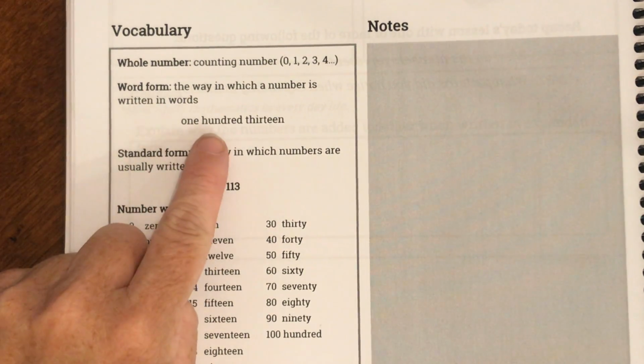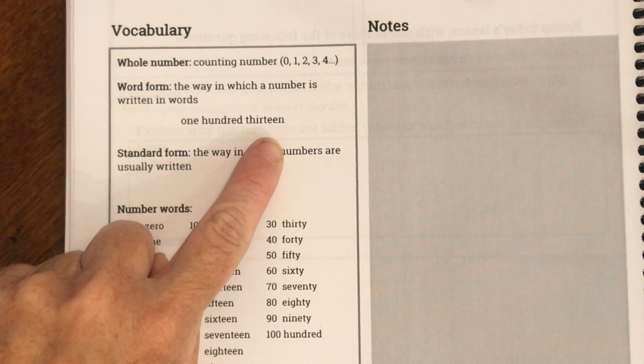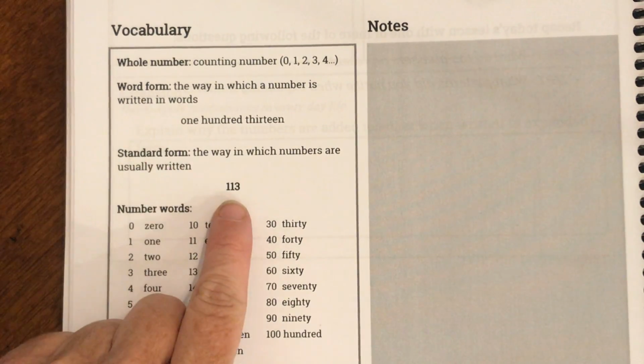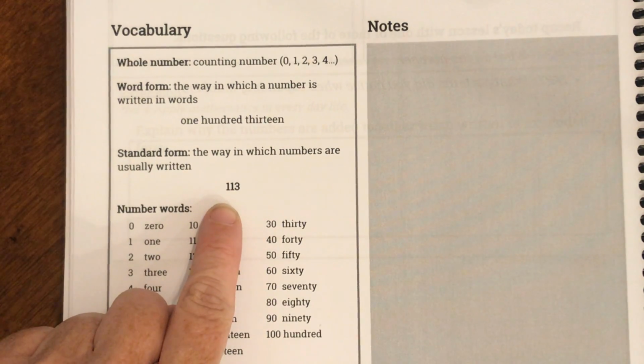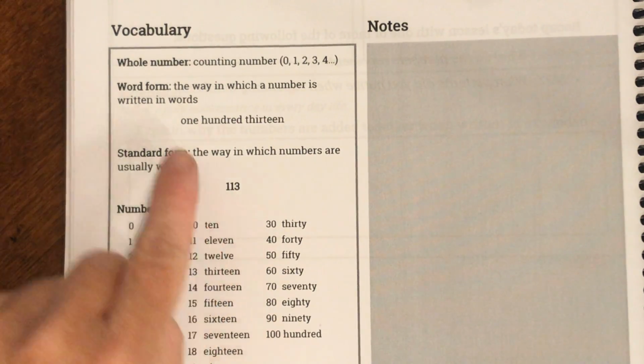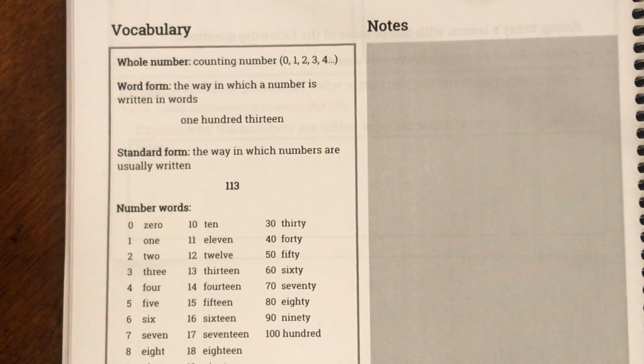So we have 113. So I can write 113 with words, or I could write it with numbers. When I write it with numbers, this is called standard form. It's the standard, regular, normal way to write it. But when I say write 113 with words, then it's called word form.